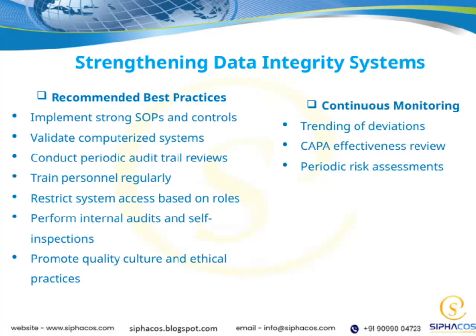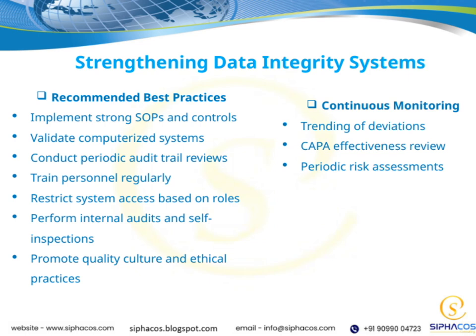Now, let's talk about continuous monitoring and why it's such a vital part of maintaining quality and compliance. First, trending of deviations helps us identify patterns or recurring issues so we can address root causes proactively. Next, conducting CAPA effectiveness reviews ensures that our corrective and preventive actions are truly working and making a difference. Periodic risk assessments are also key. They help us stay ahead of potential issues before they escalate.